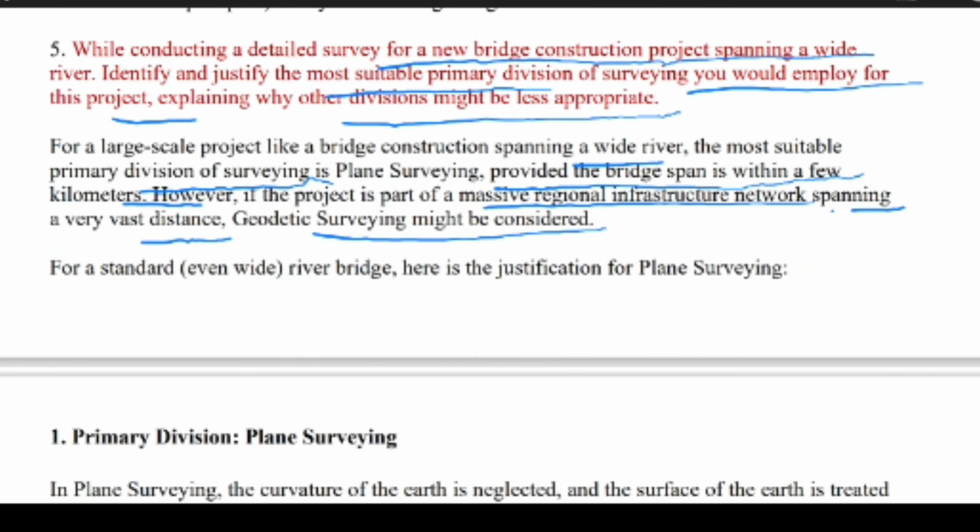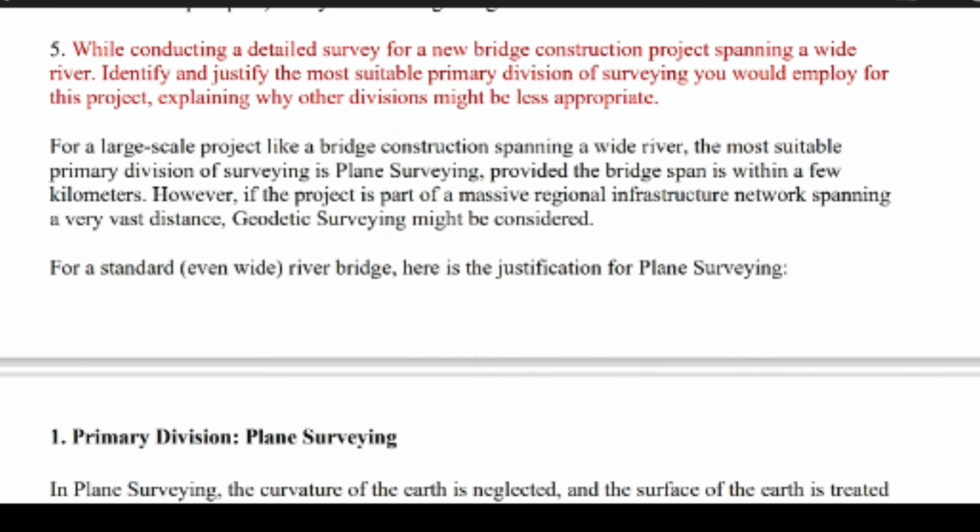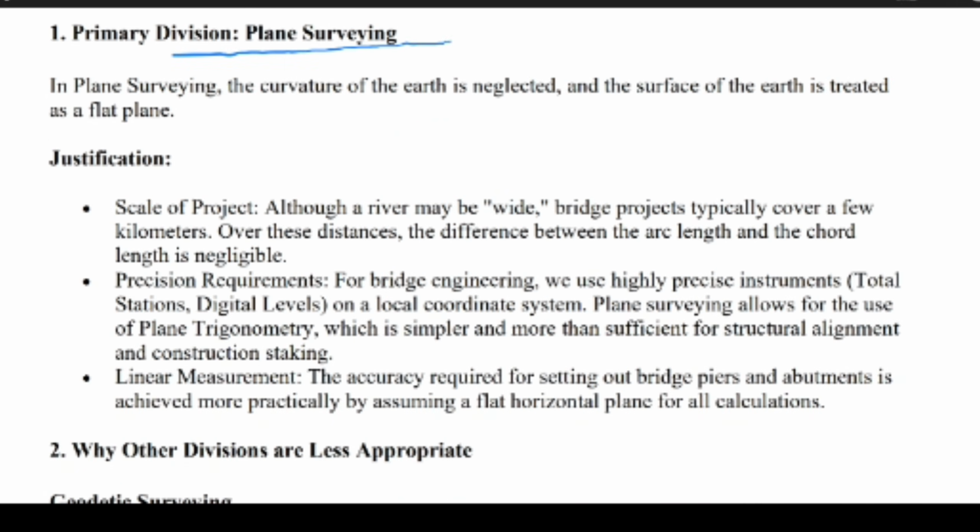Here we are going to justify plane surveying in the standard form. As the primary division we have to do plane surveying, where we divide the area into small areas. Here the earth's curvature is neglected; we are considering the surface as a plane, flat. So how do you justify it for this project? The river is a wide project, some kilometers. The difference between arc length and chord length we are going to neglect. We are considering it flat.